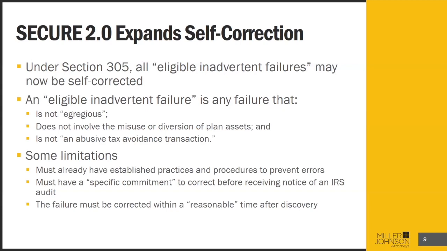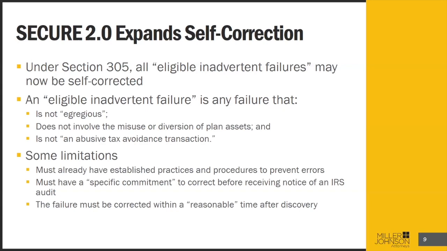But this new rule is subject to some limitations. You have to have established practices and procedures to prevent the errors. Now, this means something more than just having a plan document. It means you have a plan document and you have some practices and some procedures that were designed to follow that plan document and to administer the plan appropriately. I think most employers have this. This is not a huge hurdle, and it's the same hurdle that has always existed in order to self-correct an error.